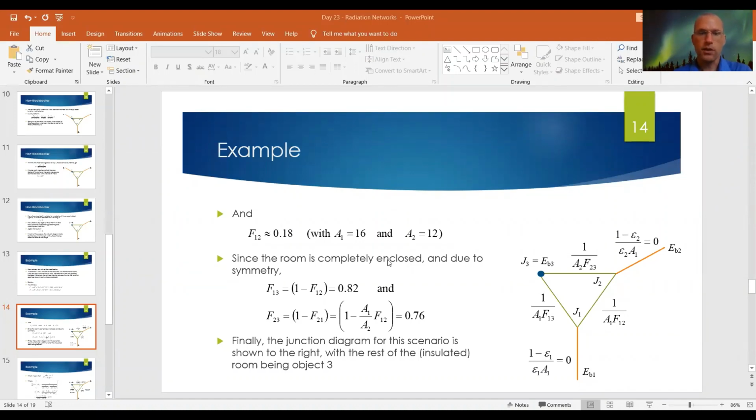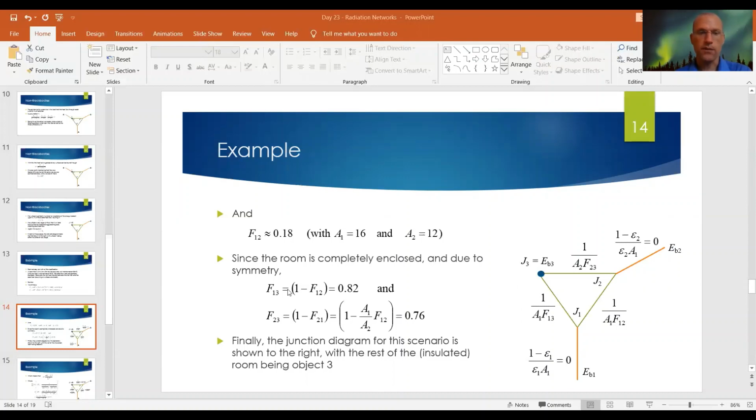So since my room's completely enclosed and due to symmetry, any radiation coming off of surface 1 is either going to hit surface 2 or it's going to hit the rest of the room, which I'm going to call surface 3. So the energy from surface 1 has to go somewhere. Object 2 is the wall. So 18% of the stuff coming off the floor hits the wall. The rest of it is going to have to hit the rest of the room. So 82% essentially hits the rest of the room. So F13 between the floor and the rest of the room is 0.82.